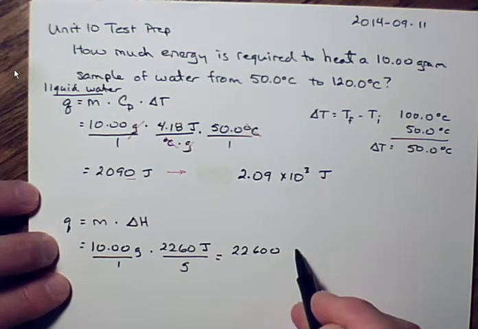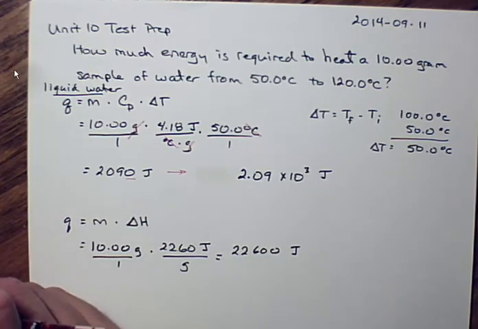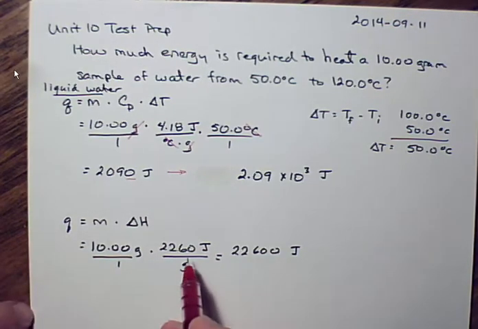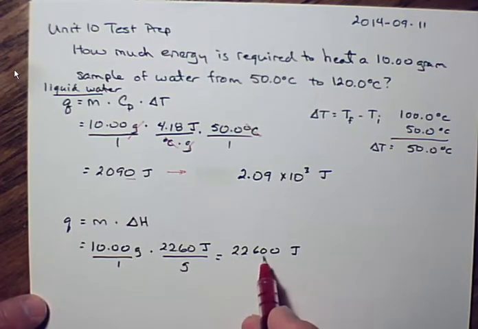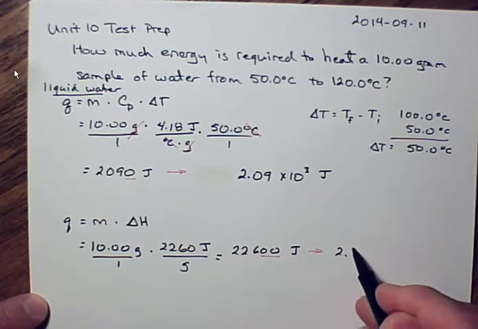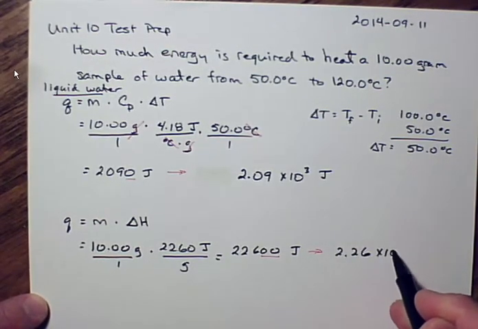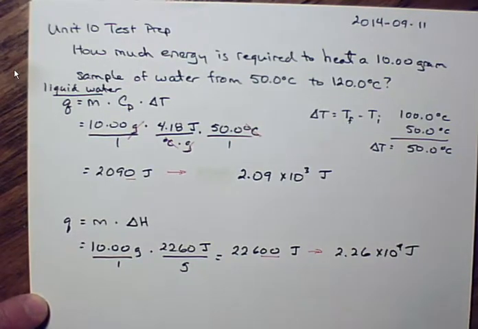22,600 joules. How many significant digits do we need? 3. Okay, remember, trailing zeros are significant only if there's a decimal place. I'm not showing a decimal place there, therefore this zero is not going to be significant. So this is 3 significant digits. We count 1, 2, 3, underline these 2 digits, move our decimal place 1, 2, 3, 4 places, and we get 2.26 times 10 to the 4th joules.